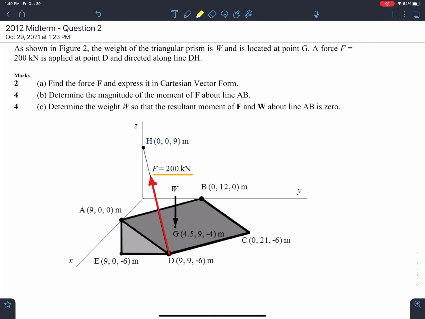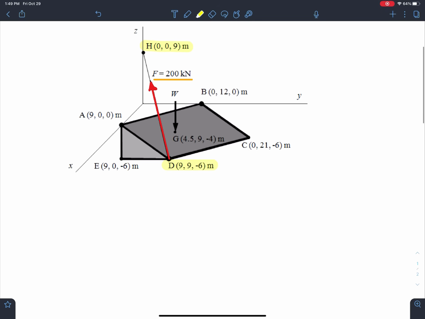If we look at this question, we are given point H and we are given point D. Since we are given coordinate points, that should be the first major red flag that we are dealing with position vectors. So I'm going to scroll down a little bit here. Hopefully it's not too bad.